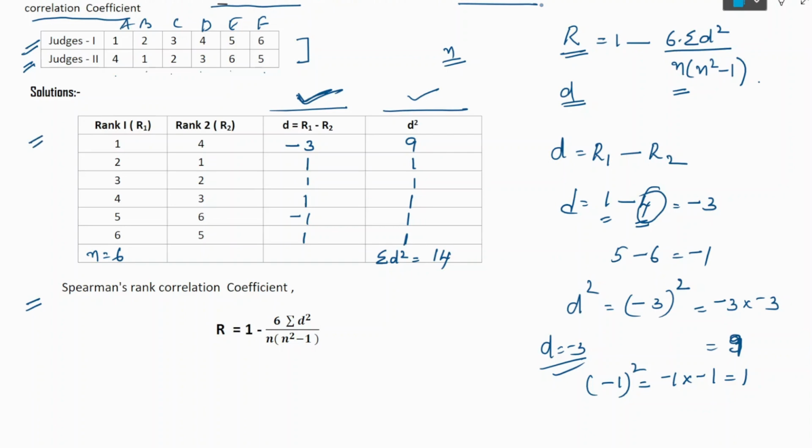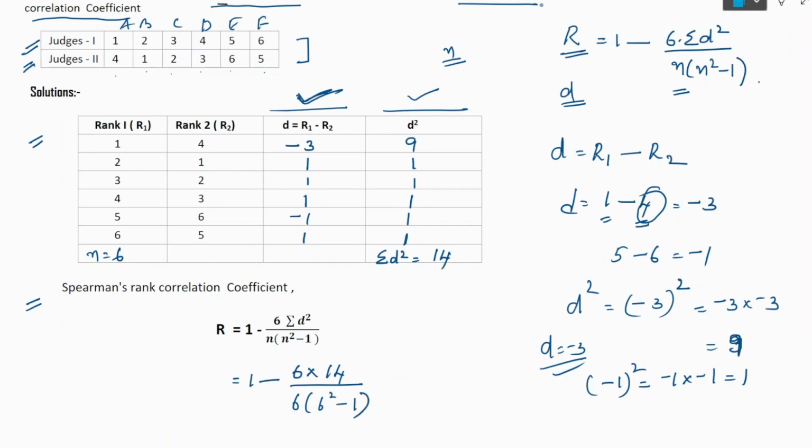Now here, we are going to write the formula. Step 1, the table, we have completed. Step 2, Spearman rank correlation: R equals 1 minus 6 sigma D square divided by n into n square minus 1. We are going to substitute the values: 1 minus 6, which is there in the formula itself, into sigma D square. What's the value? 14, divided by n, the number of observations, that is 1, 2, 3, 4, 5, 6. So 6 into 6 square minus 1.